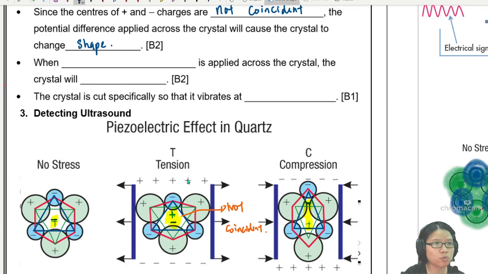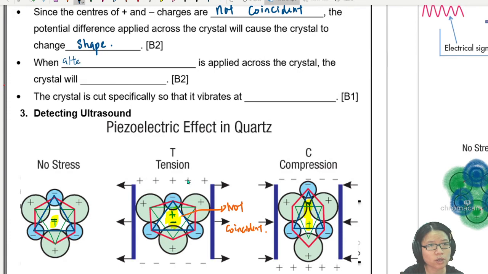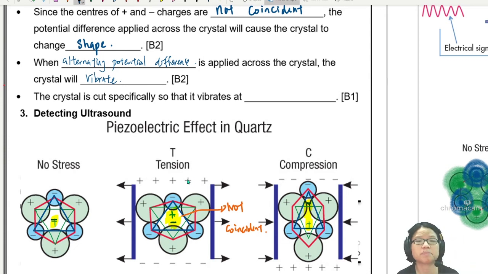Okay, so now we will say when alternating potential difference is applied across the crystal, it will vibrate. Okay, so the crystal is cut specifically so that it vibrates at resonant frequency in the ultrasound range, so above 20 kilohertz.